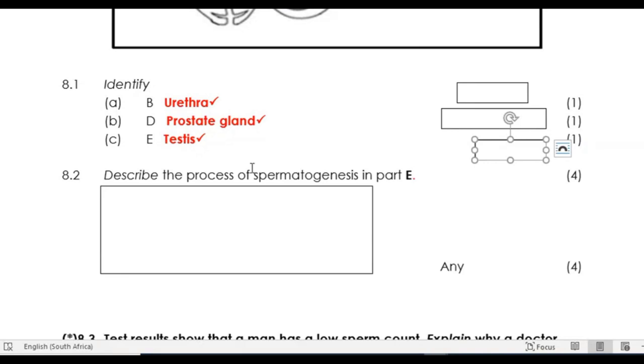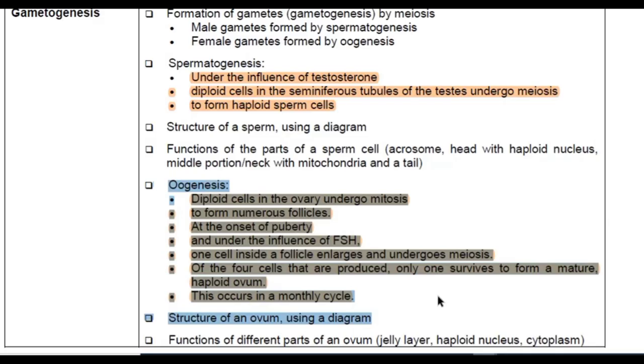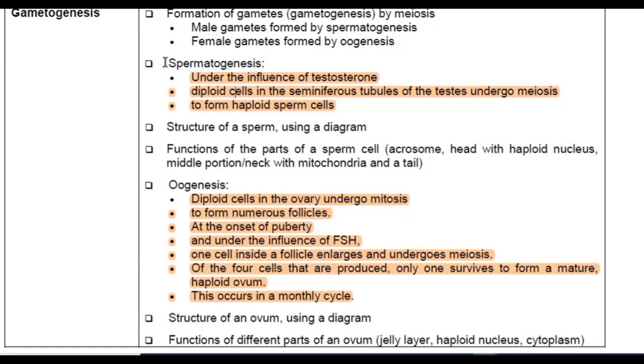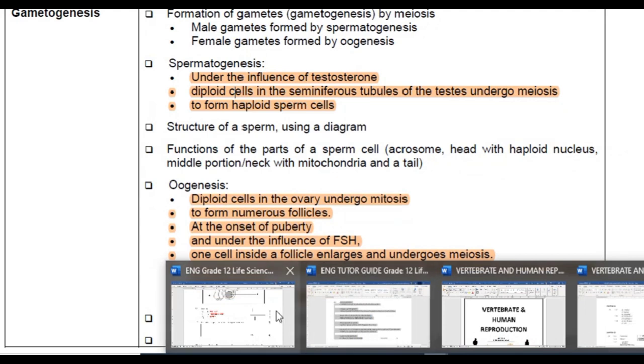We know it gives it to you in the question: the process of spermatogenesis. As I explained to you, if you go to your exam guideline, those 3 bullets, you'll see in the answer that they ask you these 3 bullets exactly. So do yourself a favor, grade 12s, and study these bullets off by heart. Spermatogenesis: you write it down exactly as it is here. Three bullets, three easy marks. Let's look at it quickly.